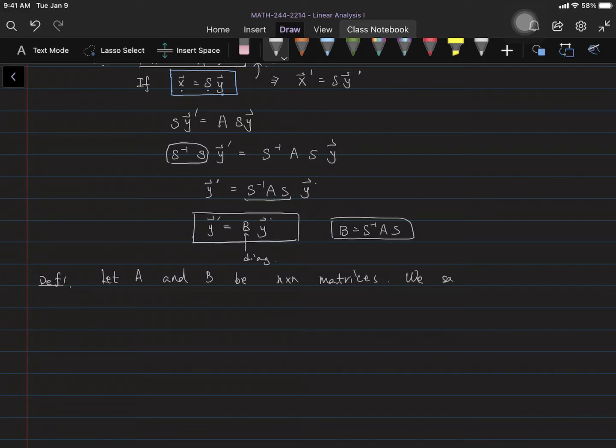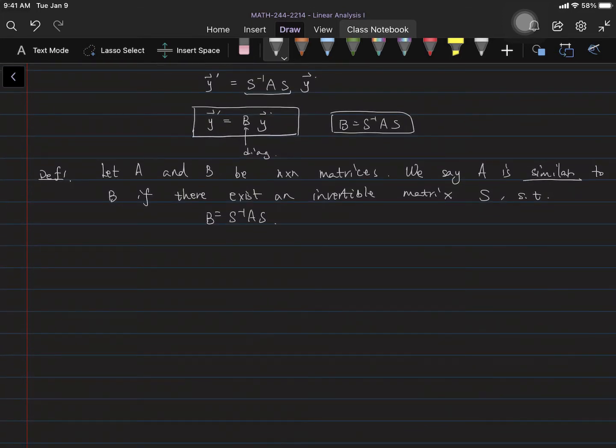We say A is similar to B if there exists an invertible matrix S such that B equals S inverse AS. Okay, so in this case, we say A and B are similar.